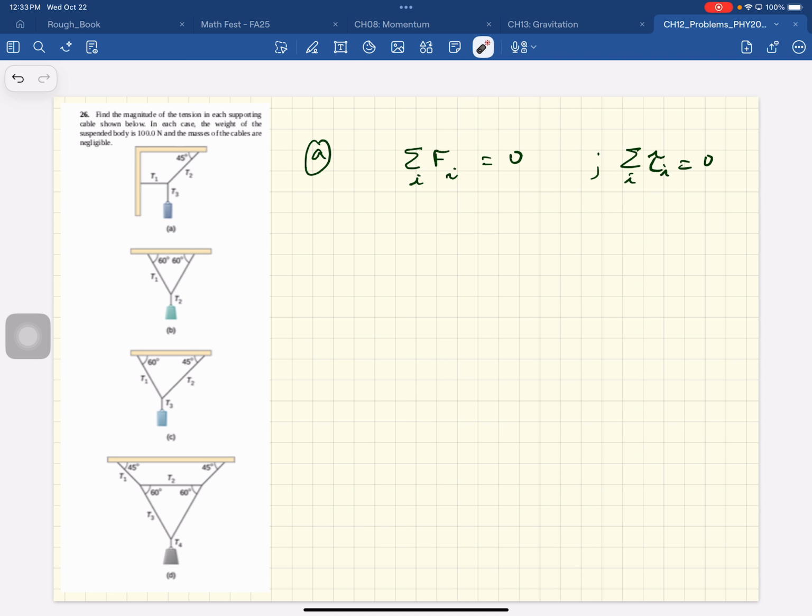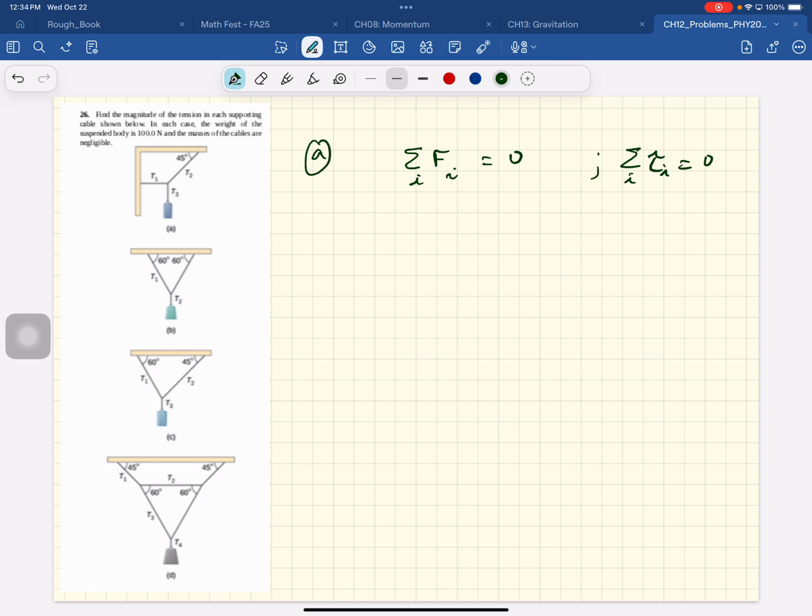In this case, the sign or weight is suspended by these three ropes, and what we'll look at is this knot, this point. That's a point object. If you don't want the knot moving, for it to be at rest, all we need is that the sum of the forces on the knot be zero. There is a tension pulling the knot that way, the tension in this rope pulling it that way, and the tension here pulling it that way.